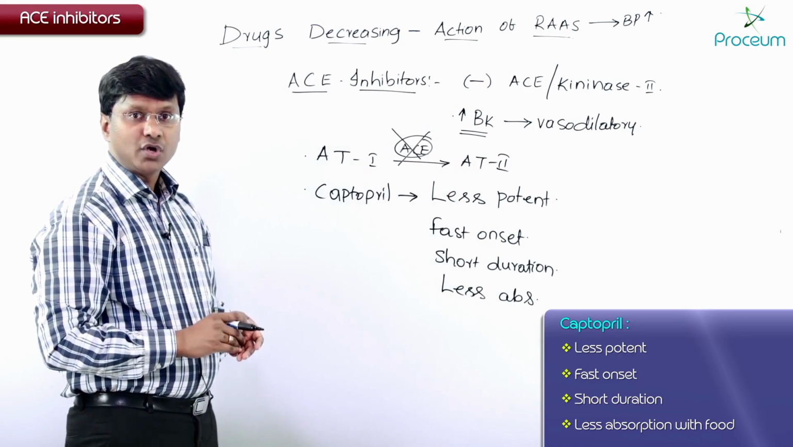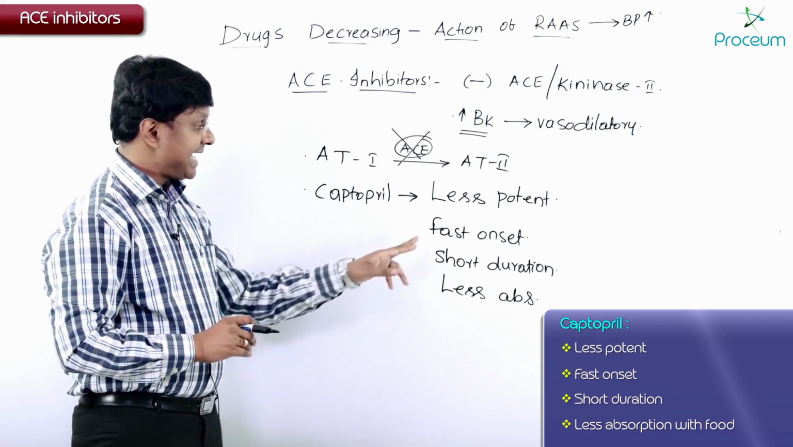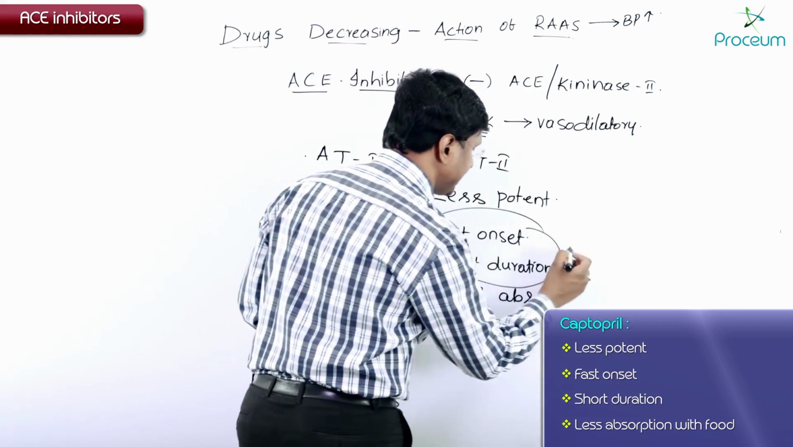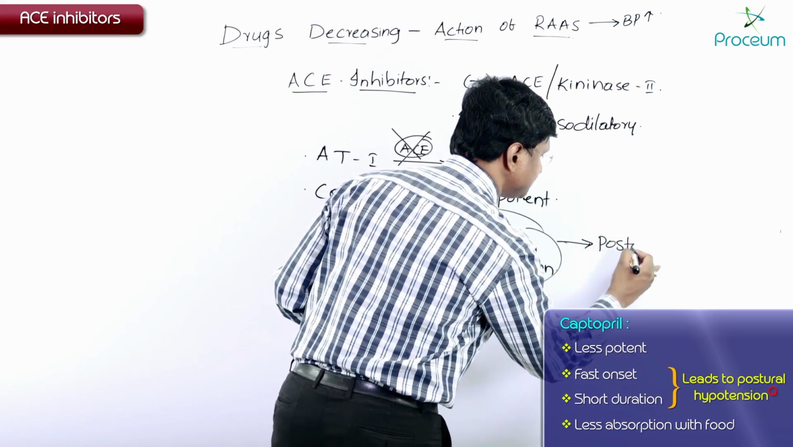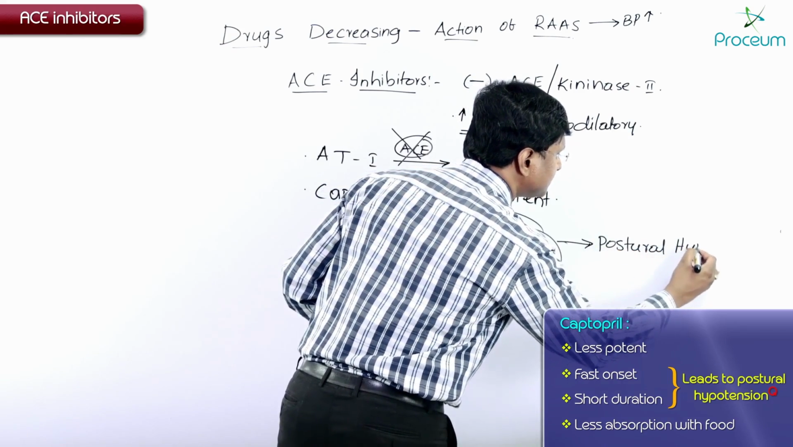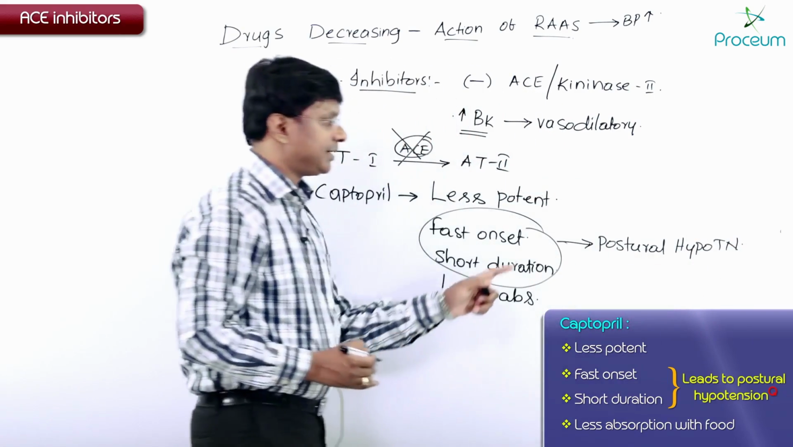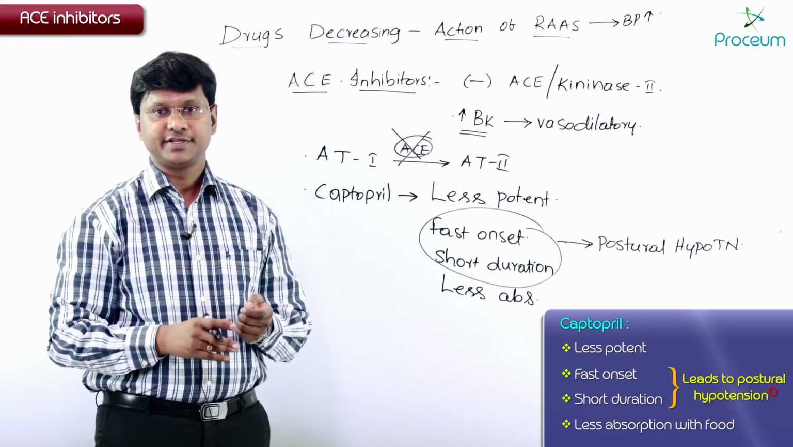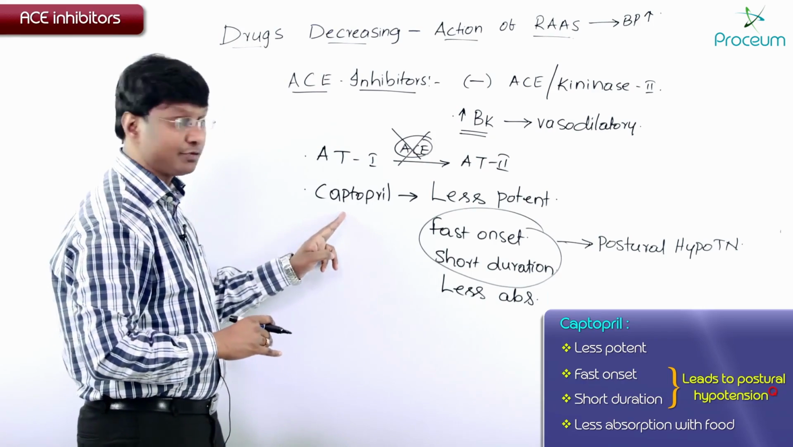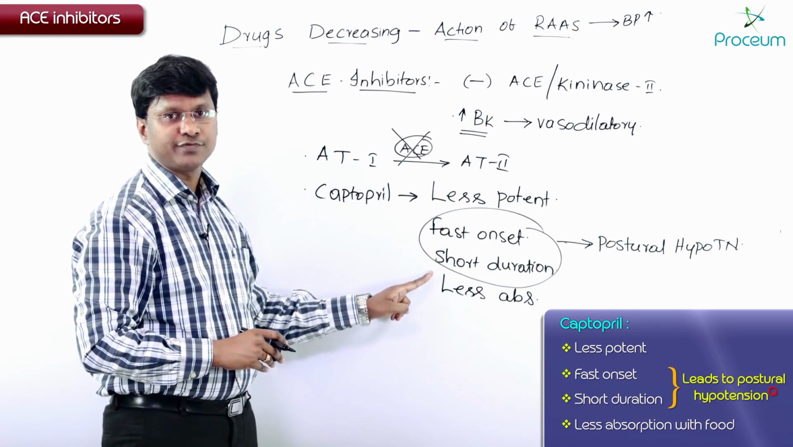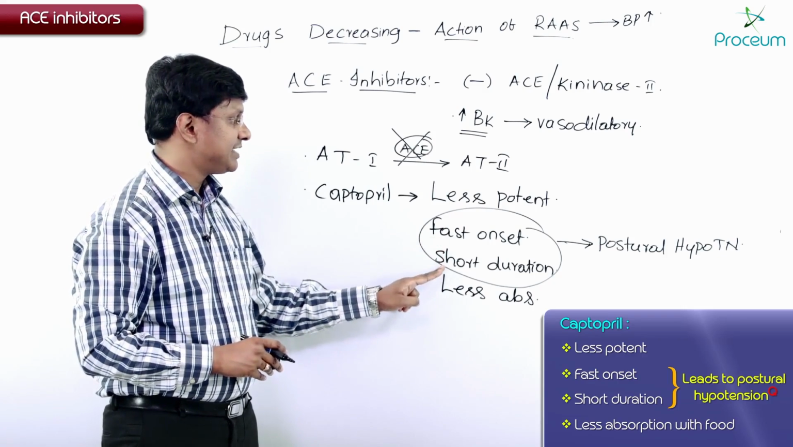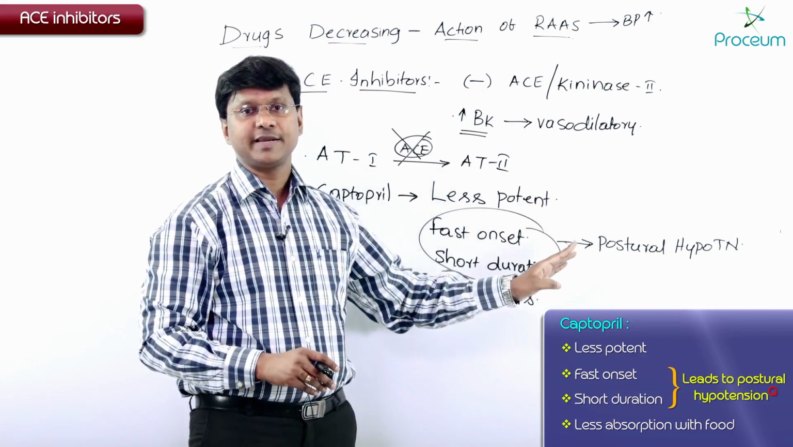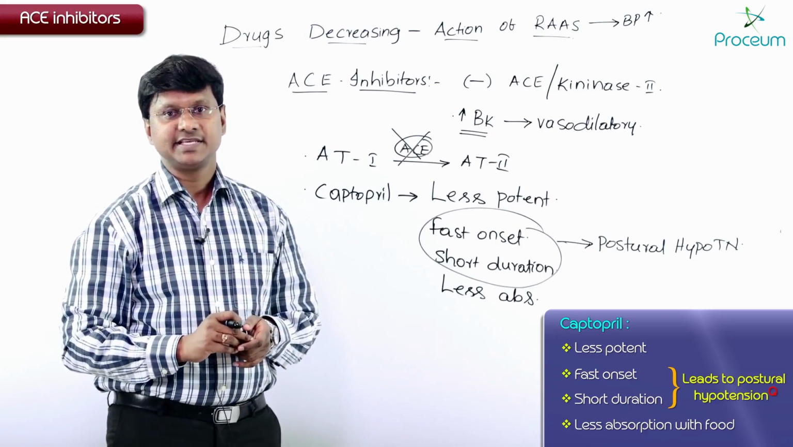Now remember, because it has a short duration of action and a fast onset of action, captopril can cause postural hypotension, which is not seen with other ACE inhibitors. This is a very, very important point. Because it has a fast onset as well as a short duration of action, it can cause postural hypotension, which is not seen with other ACE inhibitors.